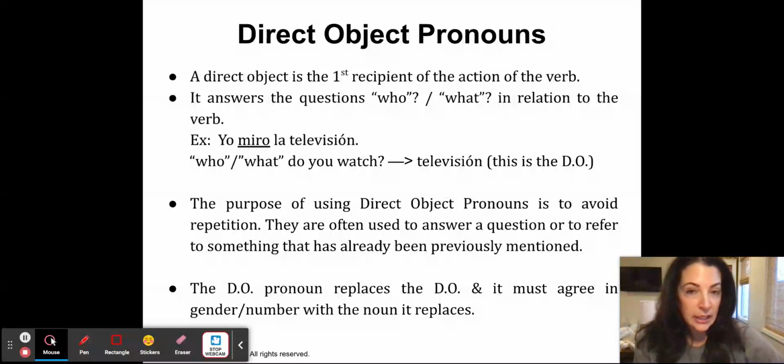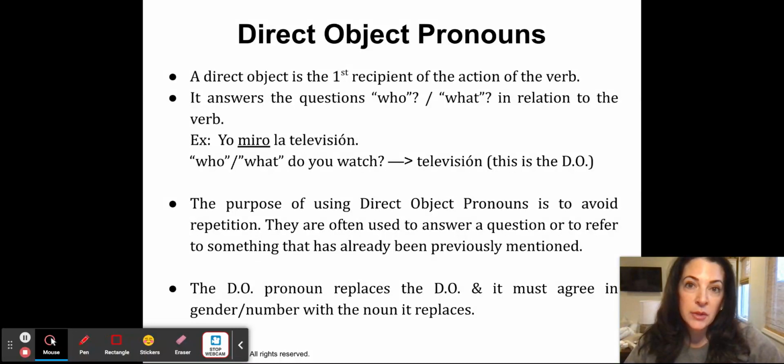So why do we need to know direct objects? The purpose of direct object pronouns in Spanish or any language is to avoid repetition. If you think about little kids, when they first start speaking and you say, Oh, Sally, do you like doggies? Yes, I like doggies. Johnny, do you like candy? Oh, I like candy, right? You ask a question, they answer the question with the same verbiage. So using direct object pronouns is going to avoid that repetition in language.